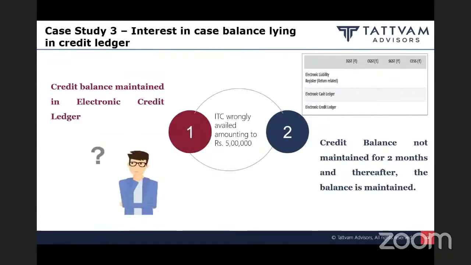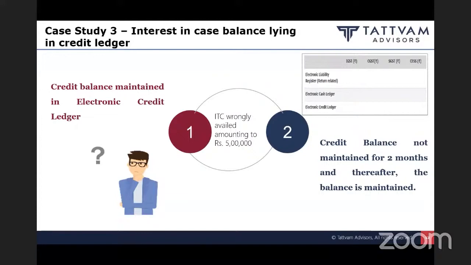And how will you determine whether it is utilized or not? You have to check your credit balance. So if my credit balance from April 2021 onwards till August 2022 at every given point of time was a minimum of 5 lakh rupees, it means this amount has not been utilized, and accordingly no interest will be leviable.